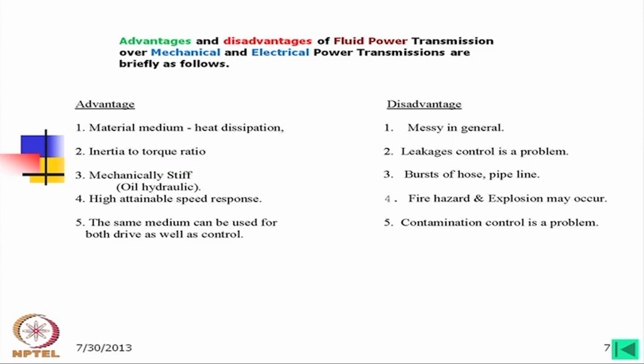And fifth disadvantage, the contamination control is a problem, because some part of the fluid power is exposed to the air and it takes in the dirt inside, and cleaning this becomes a problem. There are many other disadvantages also as well as advantages, but those are minor.